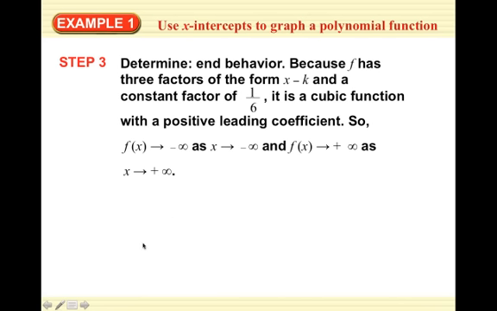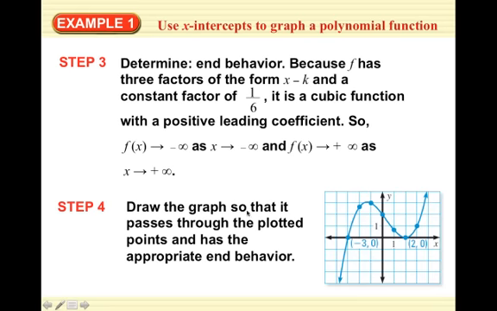So f of x goes to negative infinity, goes far down as x goes to negative infinity. So here's our left end. And f of x goes to positive infinity. It goes up as x goes to positive infinity. So x going to positive infinity is far to the right, so the function goes up as we go far to the right. Alright, so you're going to draw the graph so that it passes through the plotted points and has the appropriate end behavior.